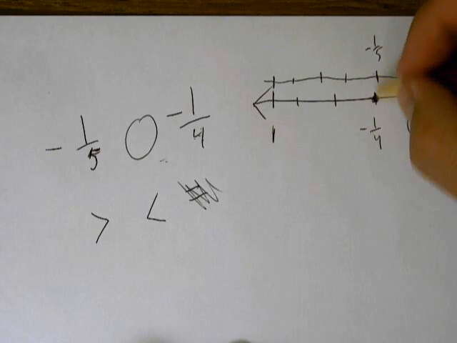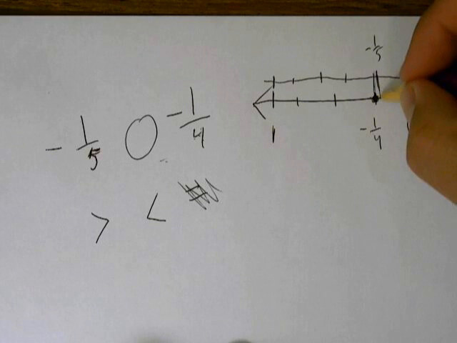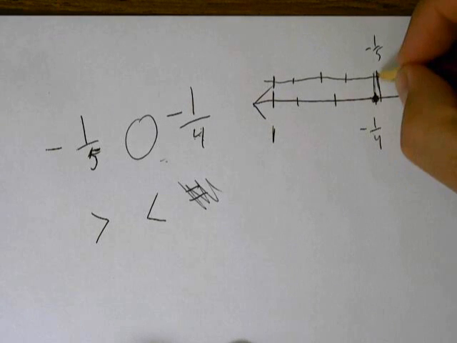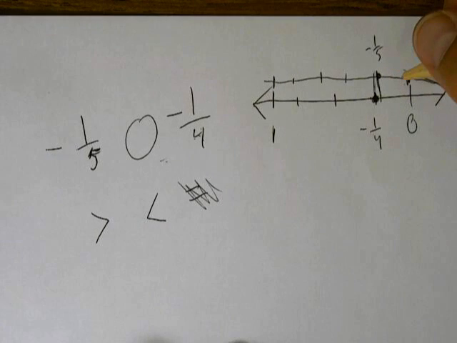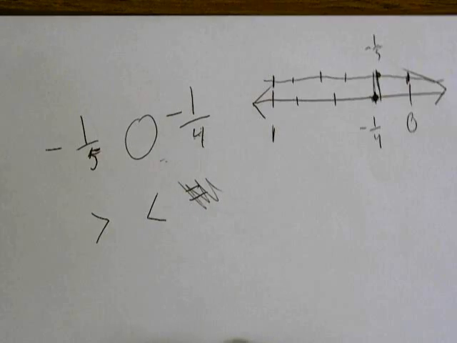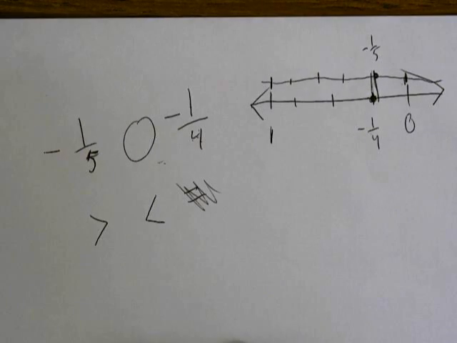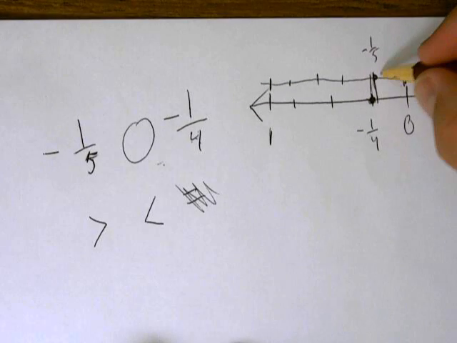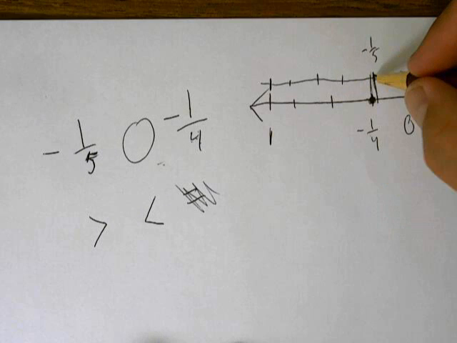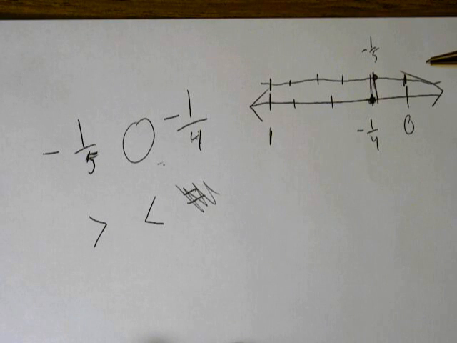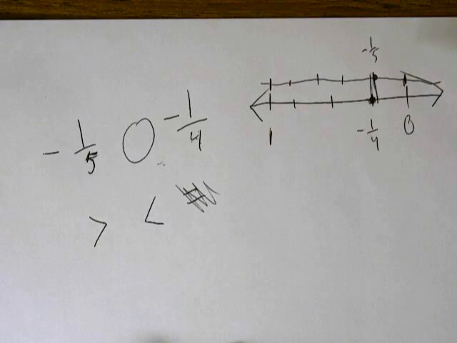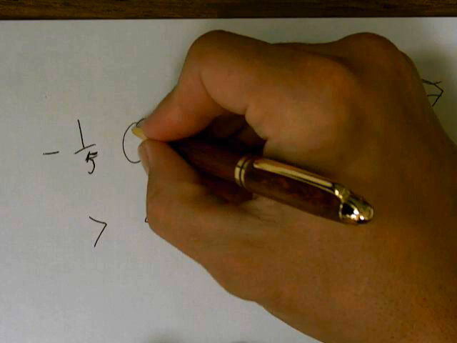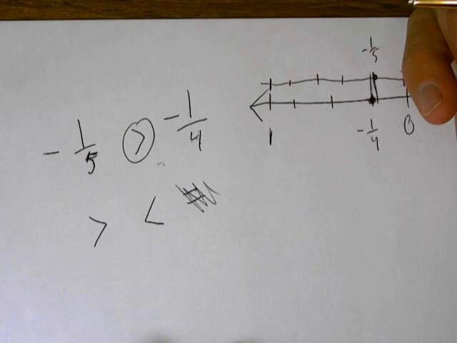Well, when we compare these and we extend these up and down, this is 1/5 here. The greater one is to the right. The further that way you are on the number line, the bigger number you have. So negative 1/5 is just a little bit bigger than negative 1/4. It's closer to 0. And when you're in negatives, you want to be close to 0 to be bigger. So in this case, negative 1/5 is greater than negative 1/4.